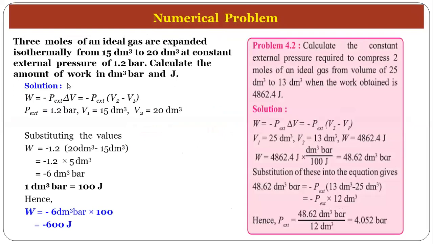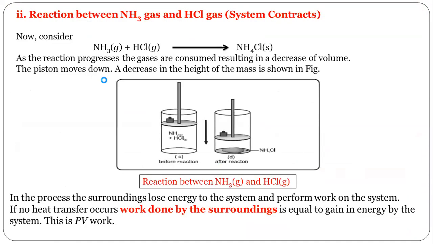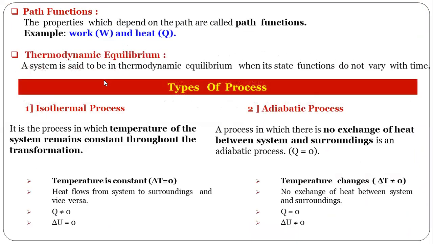See, we will take one numerical which is as for the examination. This is a 2 marks numerical, and this is a 3 marks numerical. 3 moles of an ideal gas expanded isothermally. Now you must know what is meant by isothermal process, because in the types of processes I explained it. The isothermal process means the temperature of the system remains constant. It is called an isothermal process.